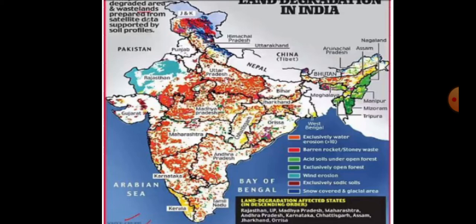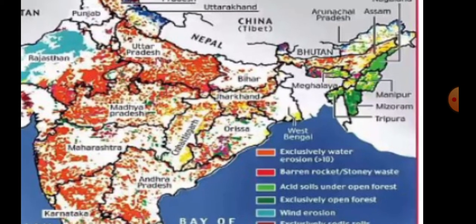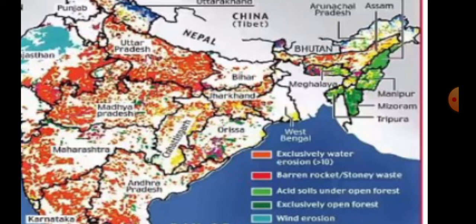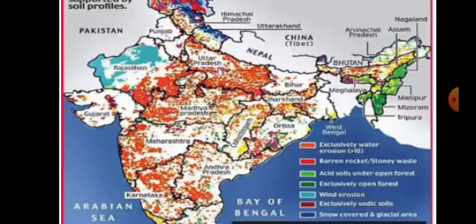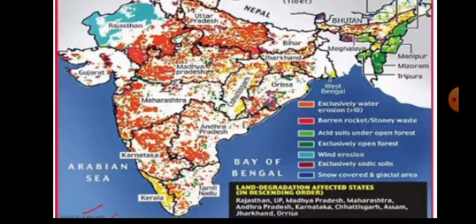This colorful map of India shows different regions affected by different types of practices which are responsible for the land to get degraded, represented in different colors. The map of India.